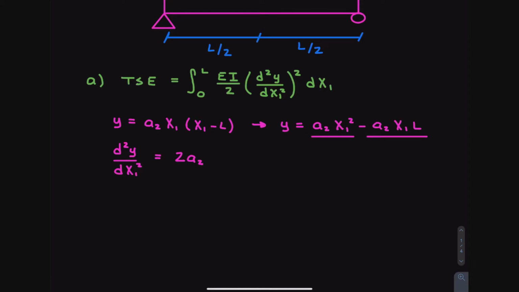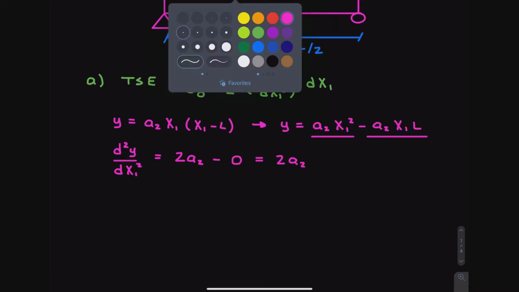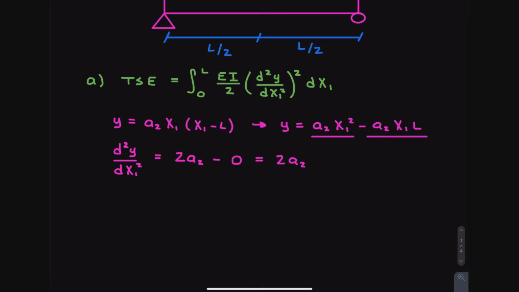So if I look at that second term, I take the derivative once, I get a2L. Take the derivative yet again, there's no more x's, so therefore this is actually minus 0. Because if I take the derivative of that last term twice, I get 0. So therefore my derivative term is actually just equal to 2 multiplied by a2. Nice and simple.